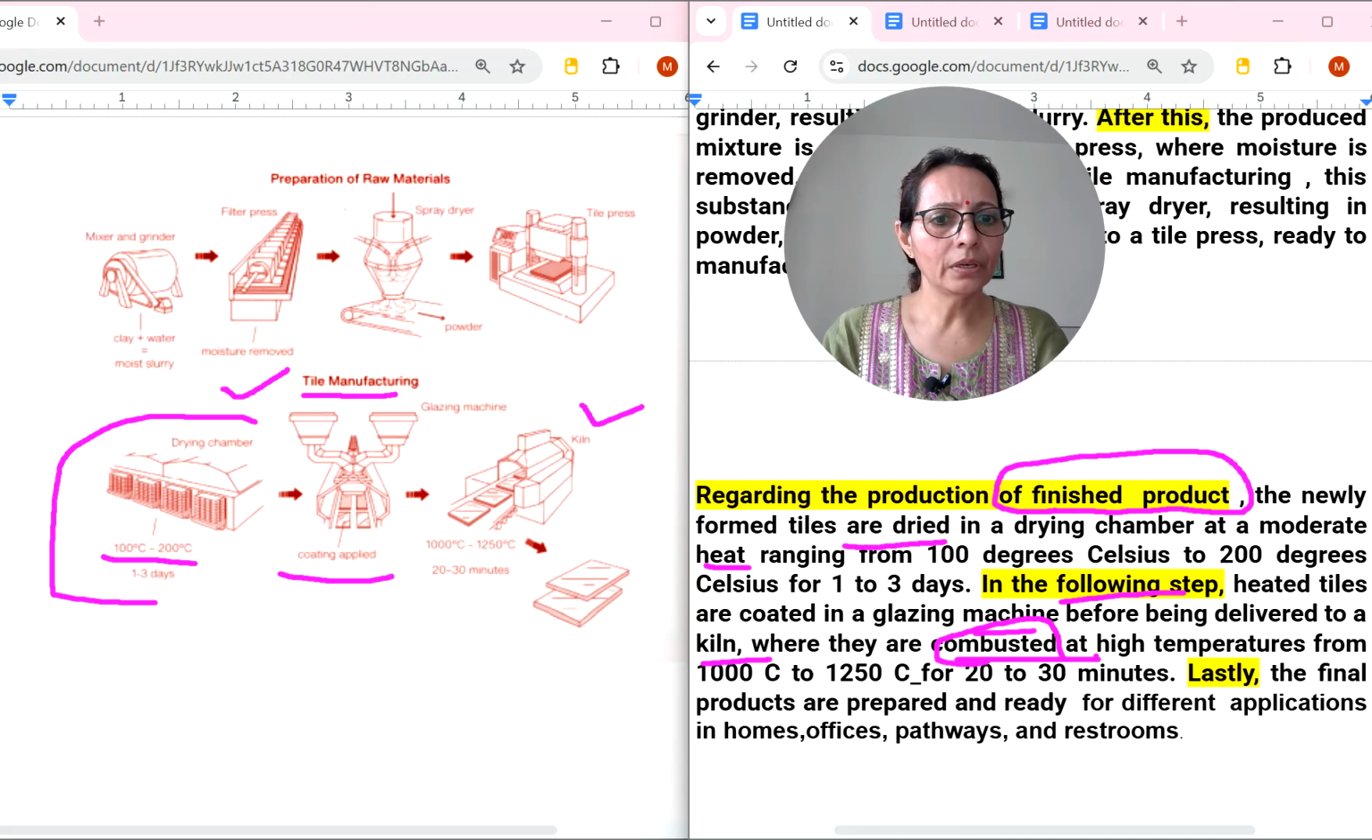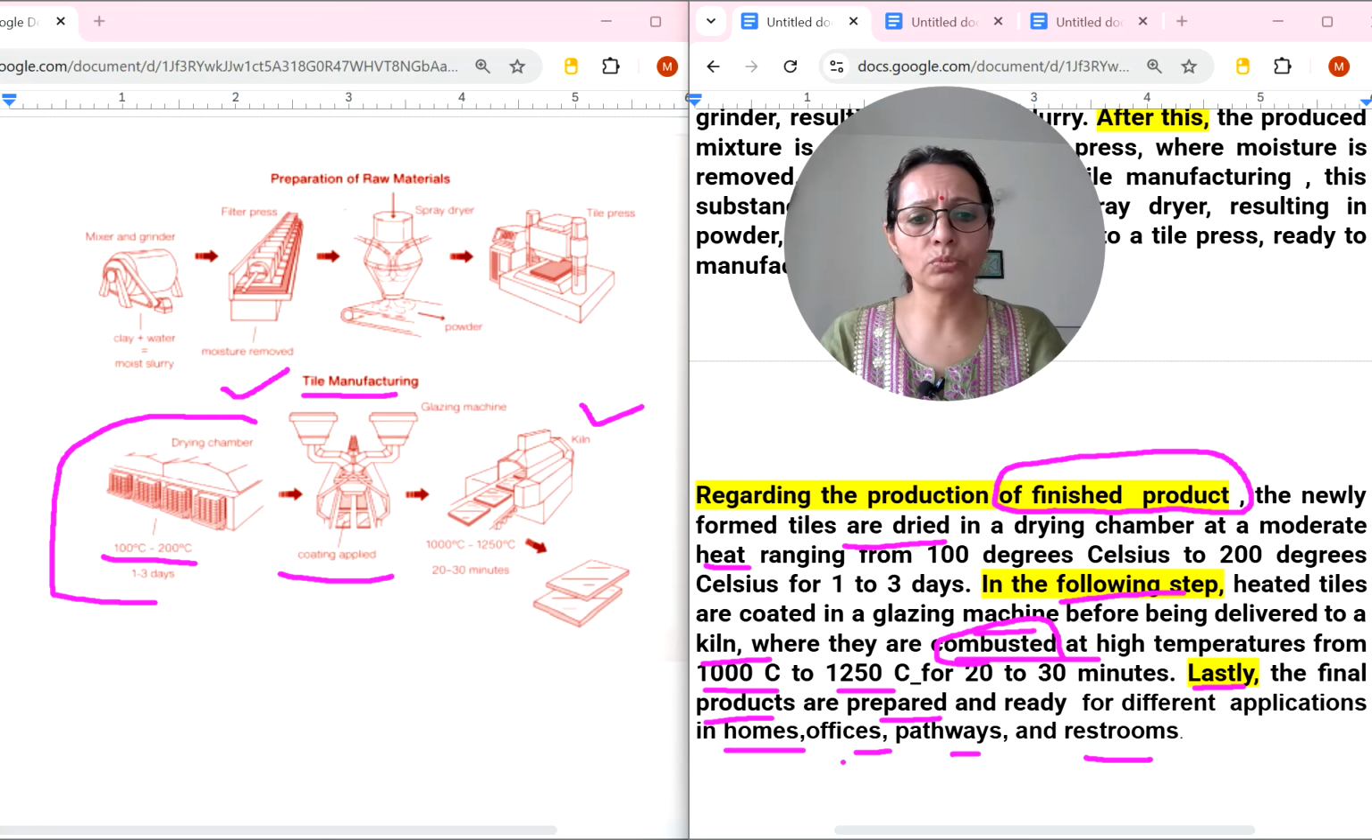Where they are combusted at high temperatures from 1000 degrees to 1250 degrees for 20 to 30 minutes. So we have clearly explained the third step also. Lastly, or in the end you can say, the final products are prepared and ready for different applications in homes, offices, pathways and restrooms. This I have added from my side. So this you can write in Writing Task 1.